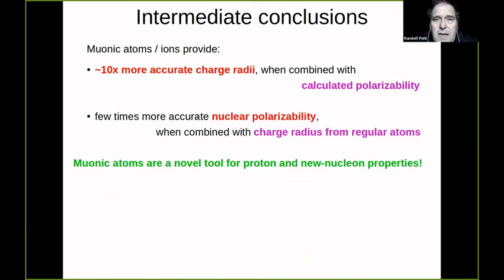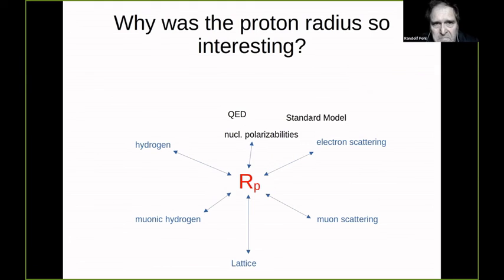And if you have some good charge radius from regular atoms, for example, then you can use the Munich atoms to determine the nuclear polarizability with, it used to be a few times, now it's twice more accurate for Munich deuterium. So you really get a handle on these interesting few-nucleon properties.